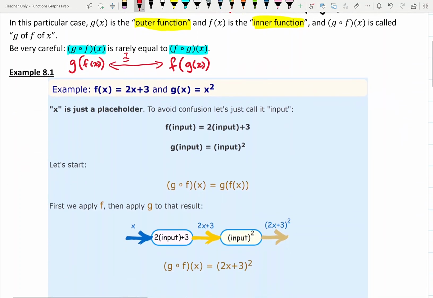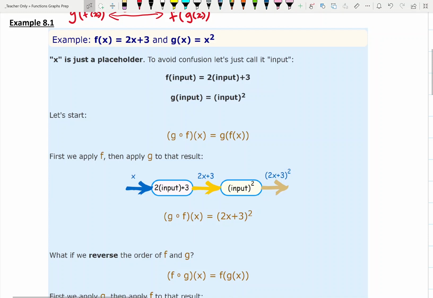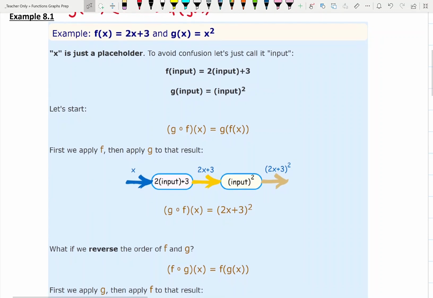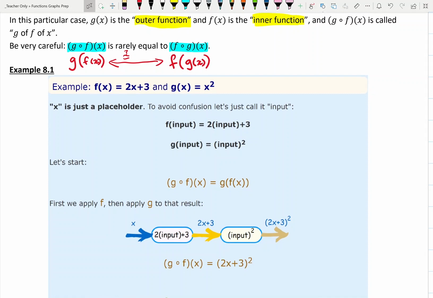All right, in this example 8.1, we've got two functions, f of x and g of x. You can go through and read the example in the shaded box. It talks about input. I'm just going to go through it algebraically using the two functions that we have here, f of x, 2x plus 3, and g of x, x squared.